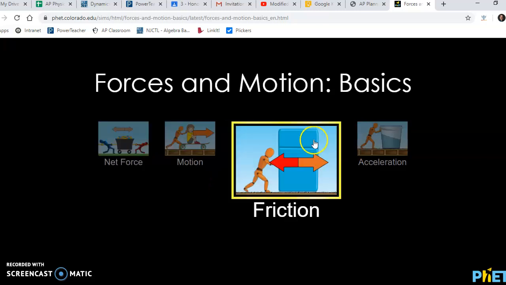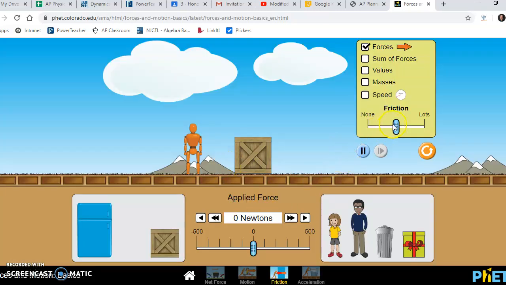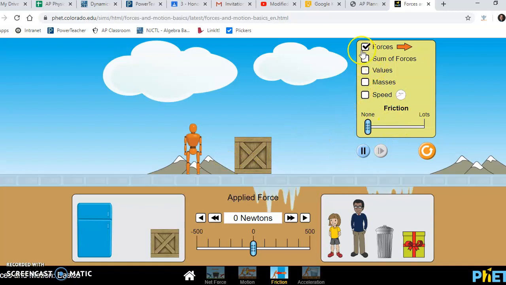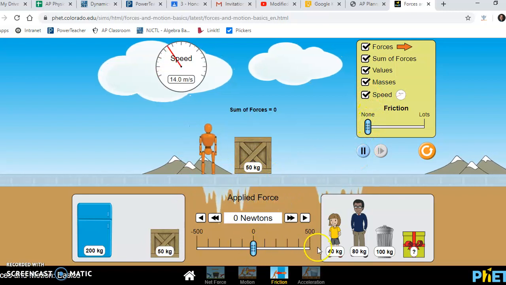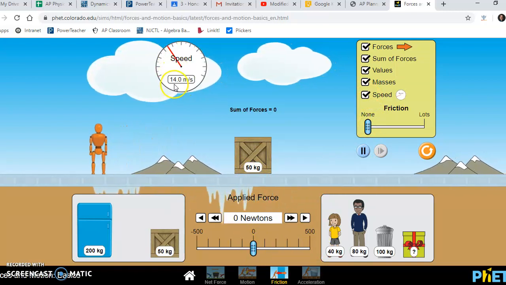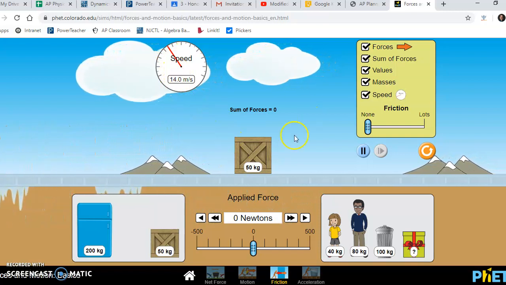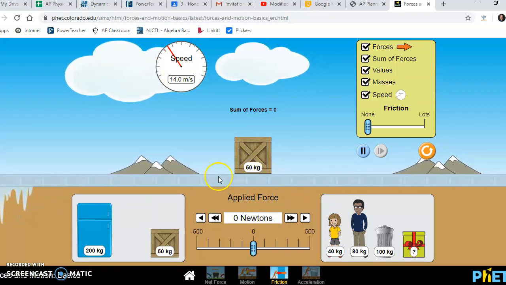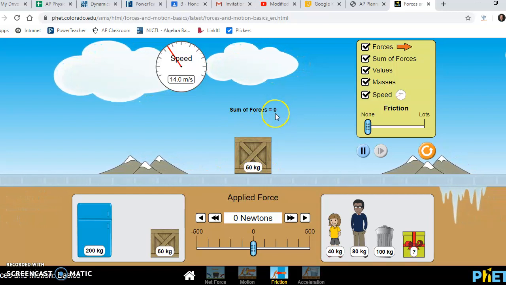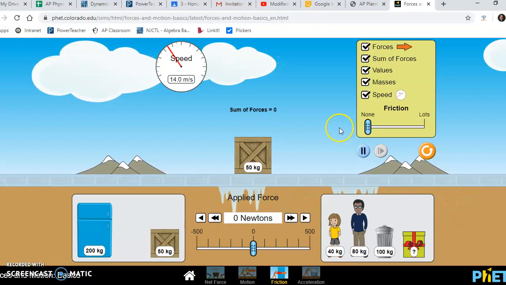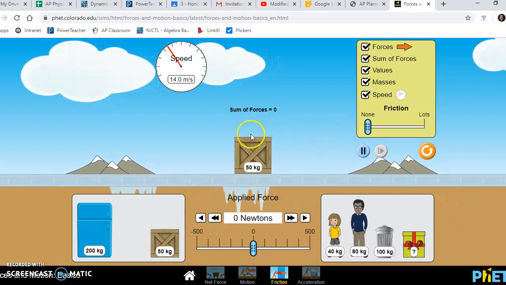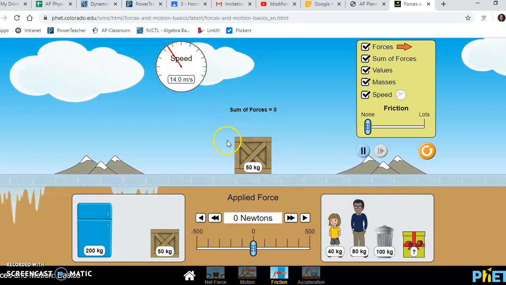I like showing, we'll just do the friction one. So I'm going to turn friction off, and I'll just check all these things so you can see them. If I have this guy push on this box, this object is moving with a speed of 14 meters per second, and it's just sliding. The sum of the forces is 0. You see that? Sorry, it is moving, but it's moving at a constant speed, and it's not accelerating.